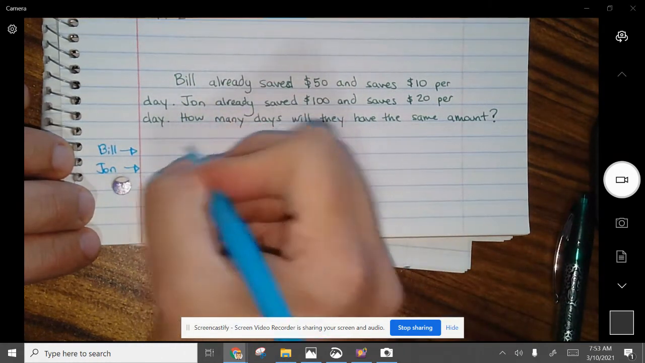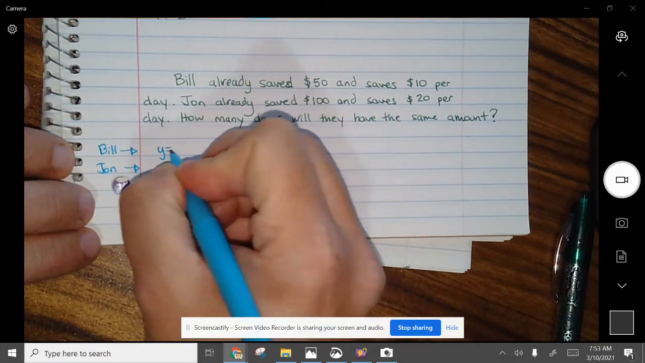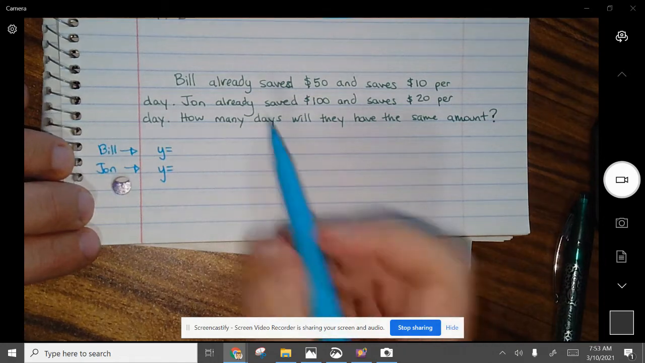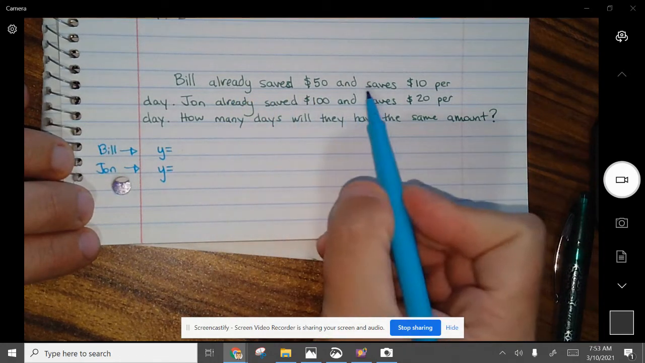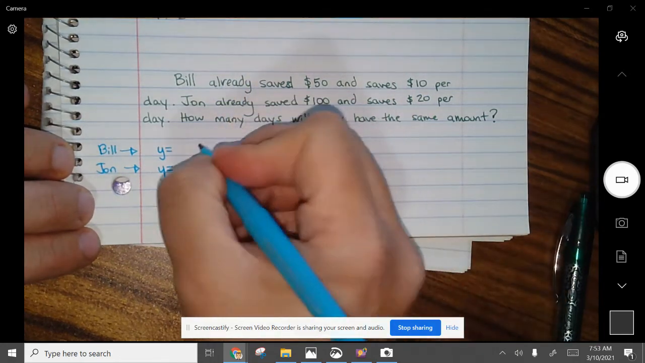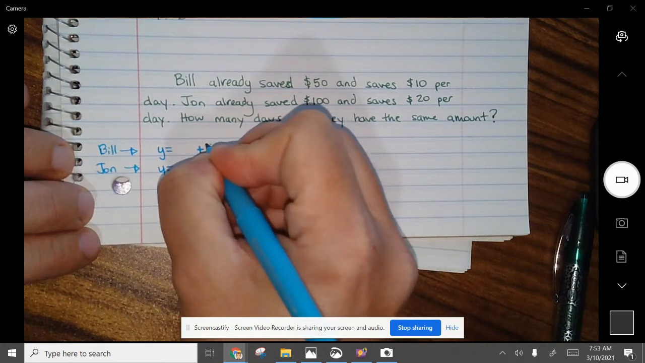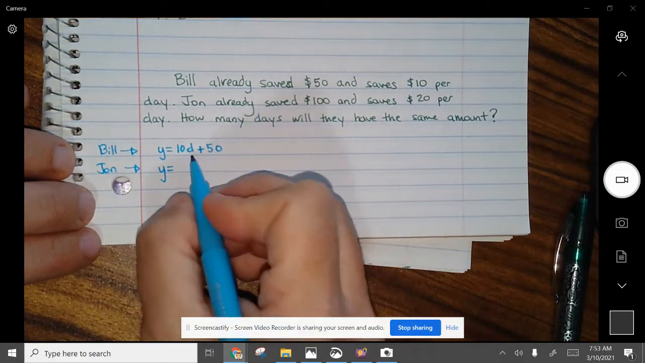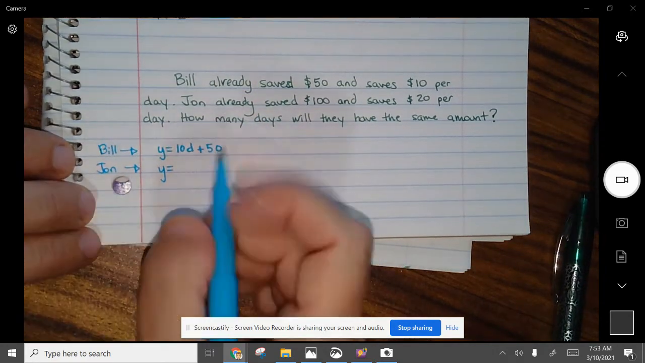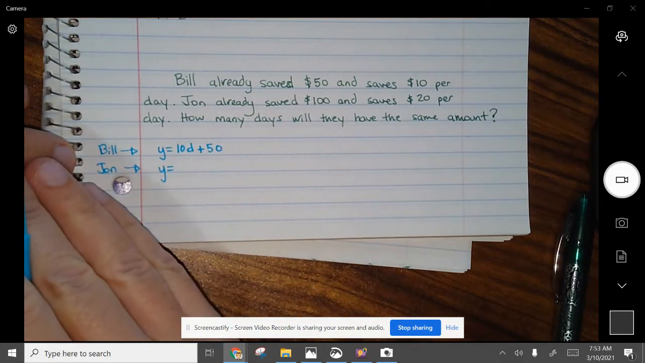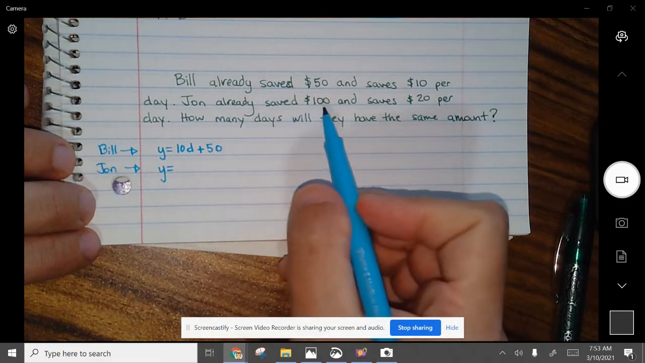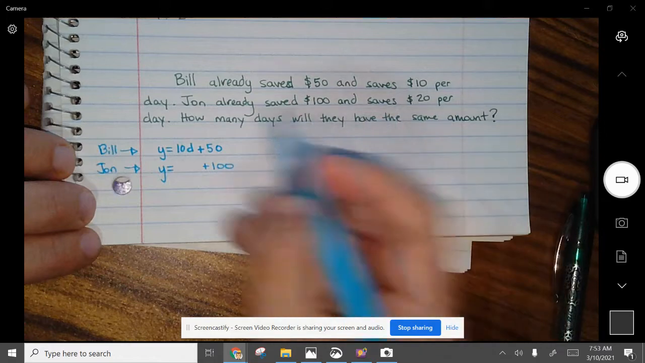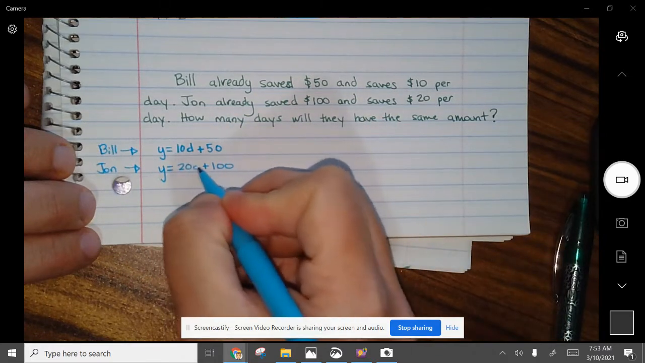Let's go ahead and go y equals. Both of these are going to be y equals, right? Already saved 50 and saves $10 per day. I'm actually going to use the D for day. All right. Now, John already saved $100 and saves $20 per day.